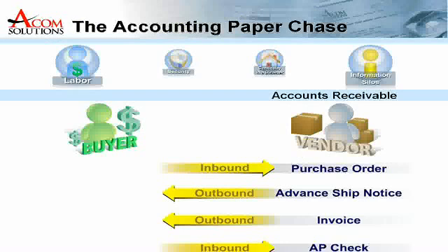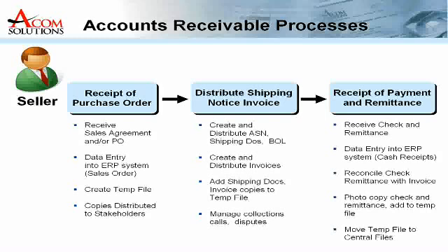Let's take a look at the document flow for accounts receivable. Your basic process might include receiving an inbound purchase order, shipping an outbound advance notice of goods, as well as an outbound invoice, and then you receive a check for payment of the invoice or multiple invoices. Each of these has to be managed, and we'll talk about how we can accomplish that. So let's look at the overall process.